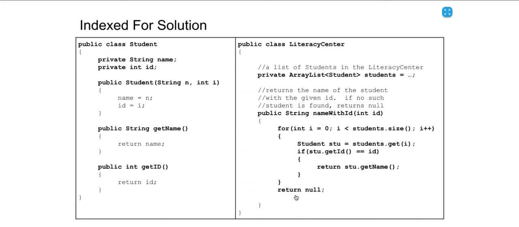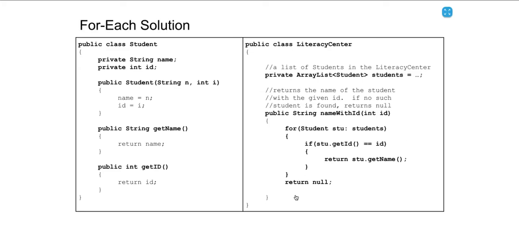Now, we actually don't care about positions in this problem, so this is a good problem to use the for each loop. We could say for every student, which I'm calling stu, in the array list students, if stu.getID, so I'm asking the student for their ID, if it's the ID, I return stu's name. And if I don't find it, I return null. All right, so that pretty much finishes up our discussion of linear search.